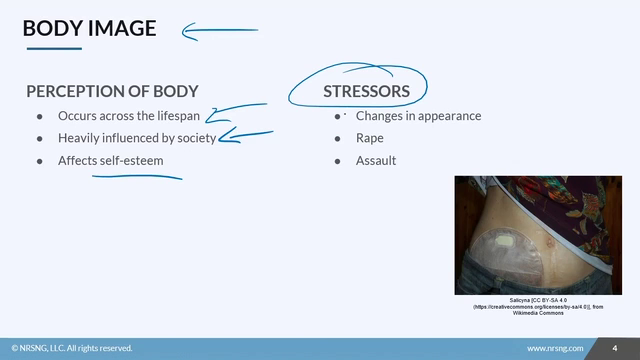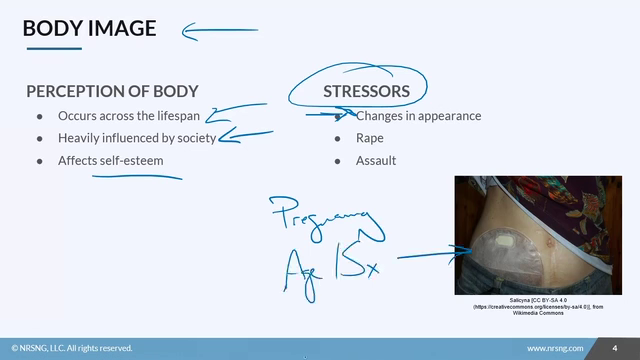Stressors for this one are definitely changes in appearance. So like I talked about, pregnancy, age, surgery. Like this ileostomy will definitely contribute to how someone perceives themselves. Some people perceive ileostomies as, and I'm going to put this in quotes, gross. These people are highly misinformed. But patients that have ileostomies have a need for it. So it's going to contribute to how the patient views their own body. And it just contributes to this body image perception.